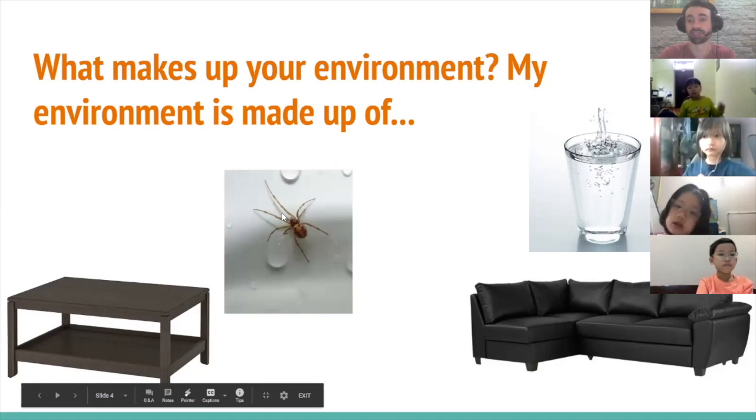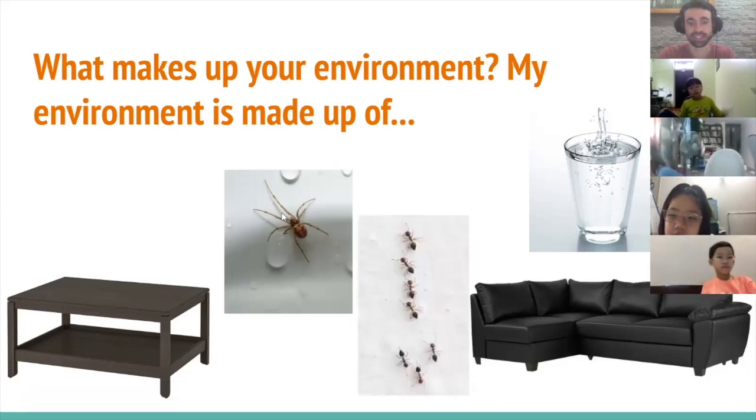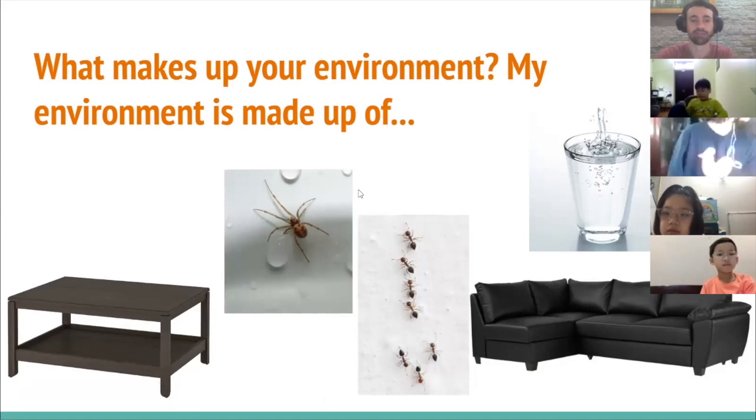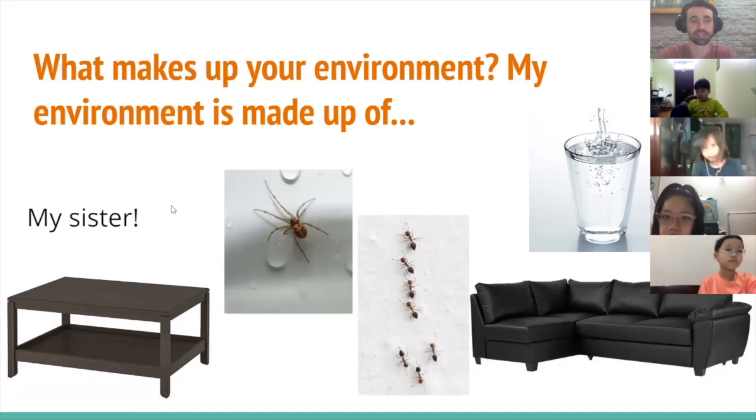Maybe there's a house spider. I'm sure you guys sometimes see a spider in your house. Ew. Ants. I always see ants in my kitchen sometimes. Yeah. They're sometimes just walking around if you're looking for them. And then the final living thing in my house is my sister. And this is my environment.